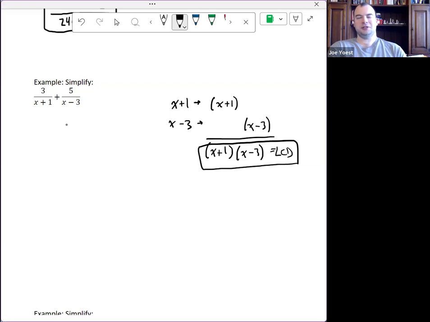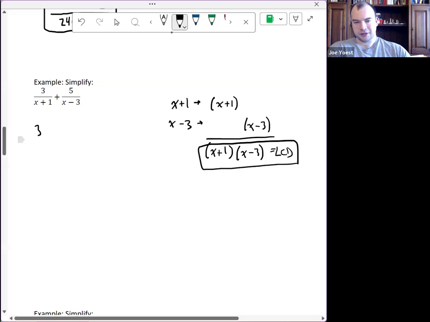Hopefully we see that this is the same pattern as above. The important thing that we're looking for here is that the prevailing operation that we're considering is multiplication. So an x plus 1, that's its own thing. It's not multiplied onto anything else. Same with the x minus 3, it's its own thing, and it's not multiplied onto anything else.